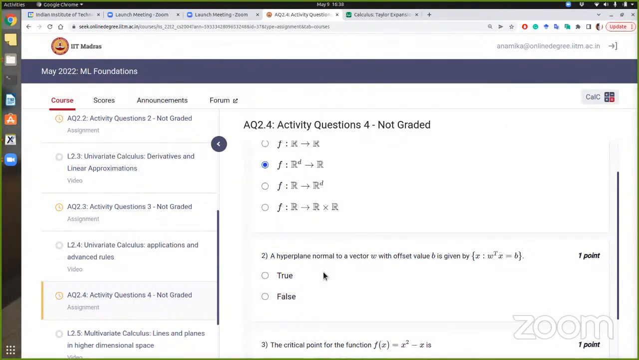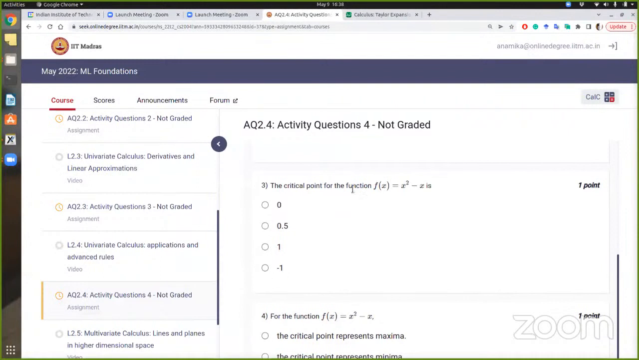A hyperplane normal to a vector W with offset value B is given by this. So what is the equation of a hyperplane? W transpose X is equal to B, right? And what is W here? W is a vector normal to the hyperplane, and B is the offset from the origin. So this is the offset value B from origin. So this is good.